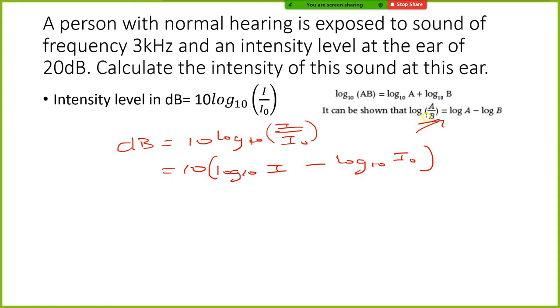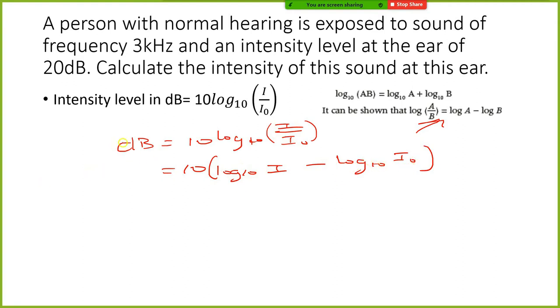So Campbell, please let me know that you get this, because you can see stuff like this again, where you might be required to break the log. If you're seeing log of A divided by B, you can rewrite it as log of A minus log of B, right? It's the same thing we're doing here. If I have log of I divided by I naught, I can rewrite it as log of I minus log of I naught.